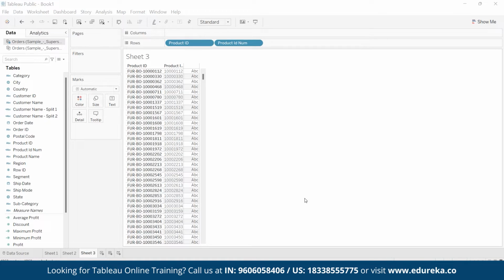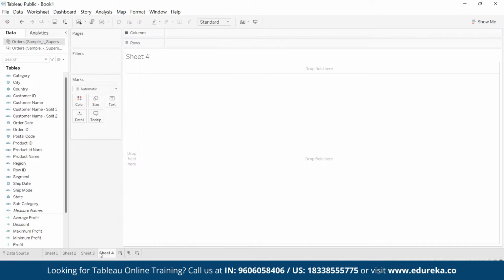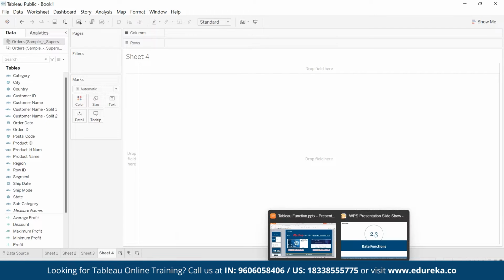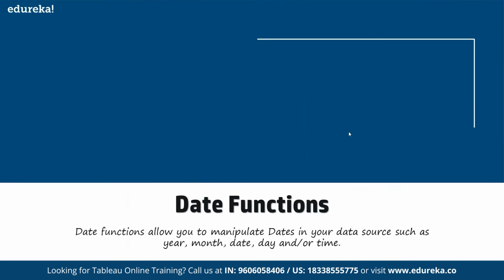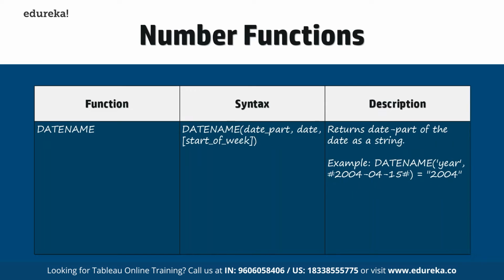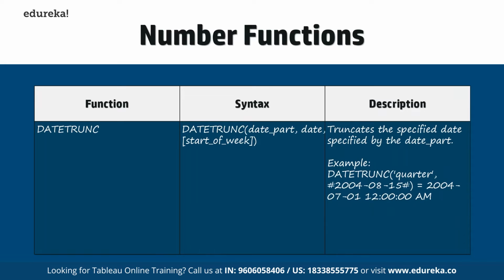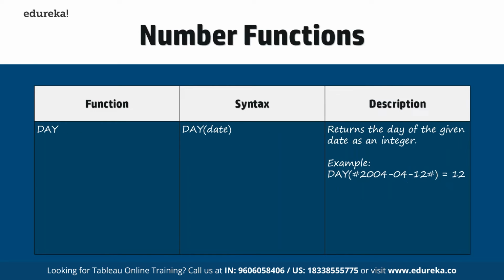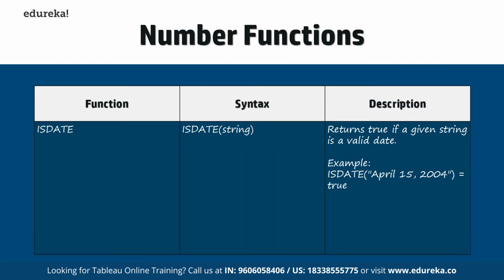Okay, let's come back here. So we can manipulate strings using different functions that are available. Similarly, date. There are many functions which will help us work with date fields. So how do we manipulate dates? We can increment the date by using date add. We can get the difference between two dates by using the date diff function. We can get the date name. We can get the date part. Given a date field, you can truncate it to whatever level of detail you want. Day of the year. Whether a given date field is actually a valid date or not.